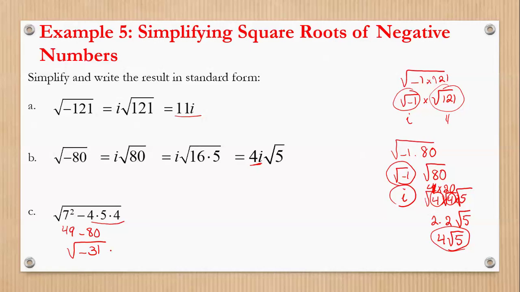And you can rewrite this as the square root of -1 times the square root of 31. But 31 is not a perfect square, and we can't simplify that, so we have to keep it as a radical. But the square root of negative 1 is I. So the final answer is I square root of 31.